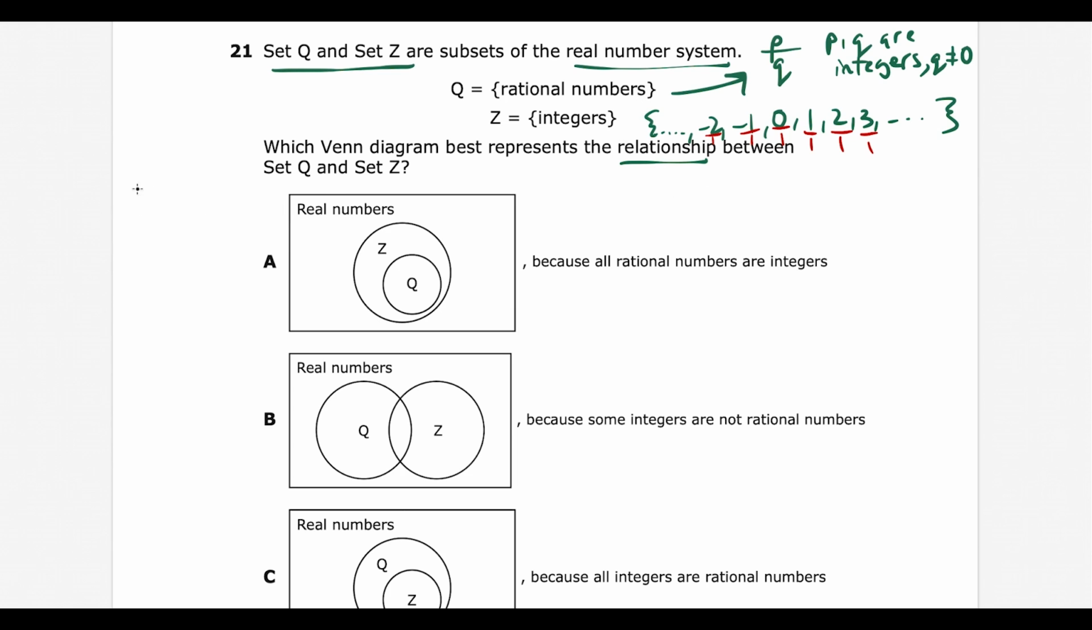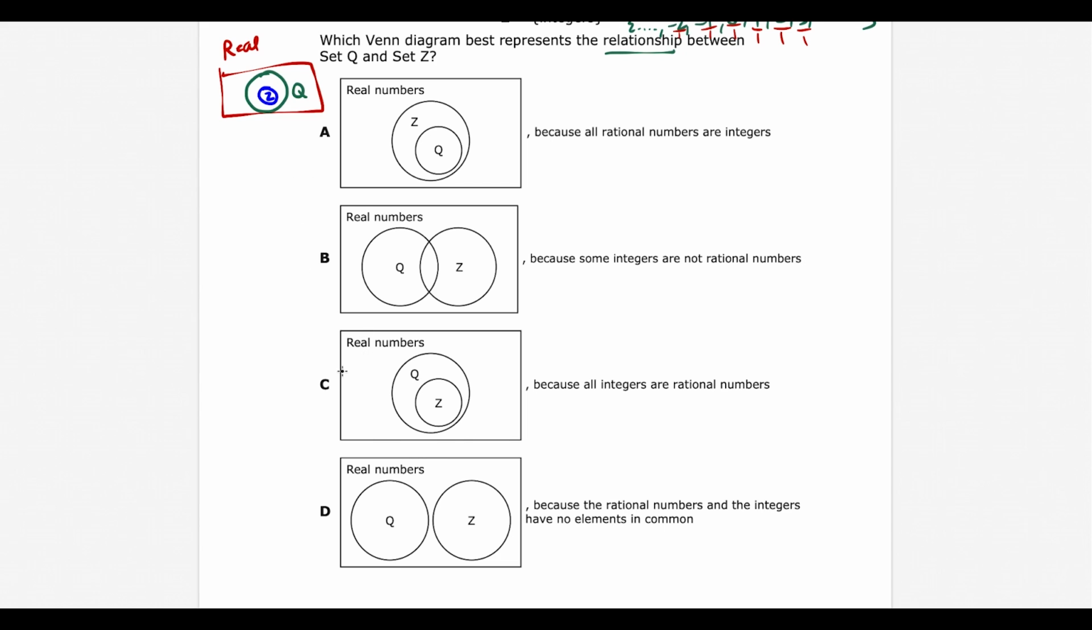So when I'm drawing this out in my head, I'm saying, okay, the real numbers are here. So here's the real numbers. And then the big set would be the rational numbers, and then the integers, Z, would be on the inside. So we scan the answer choices here, and our picture matches up with choice C.